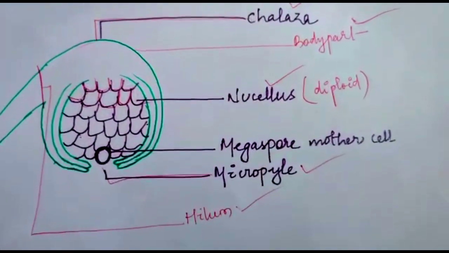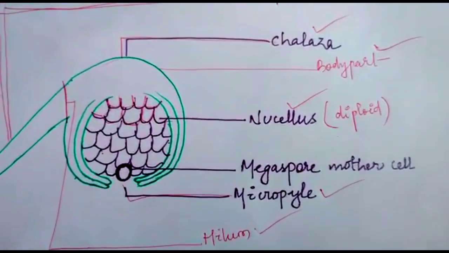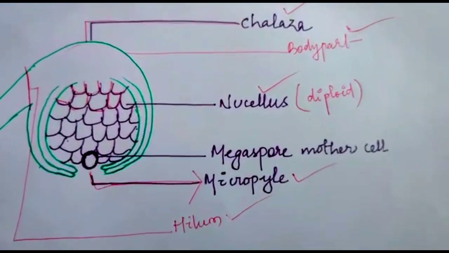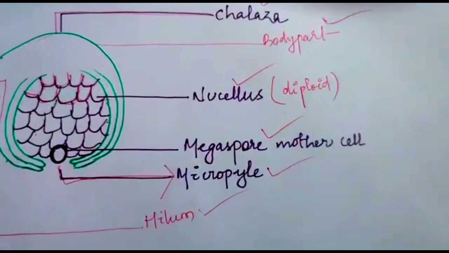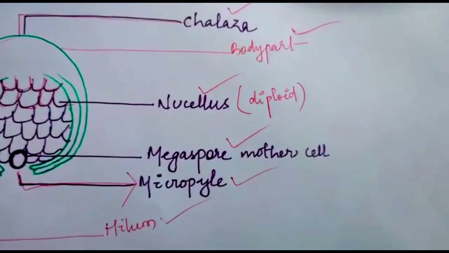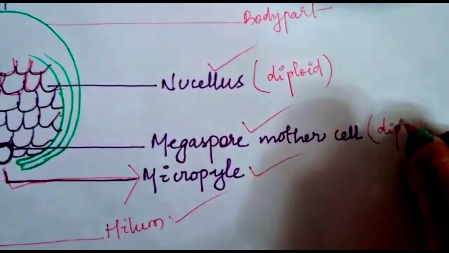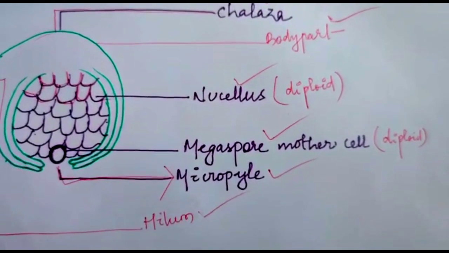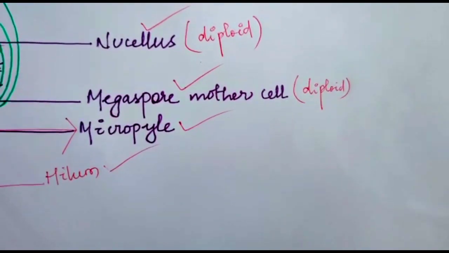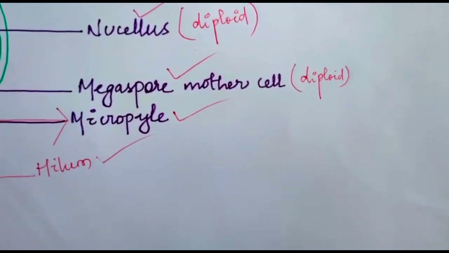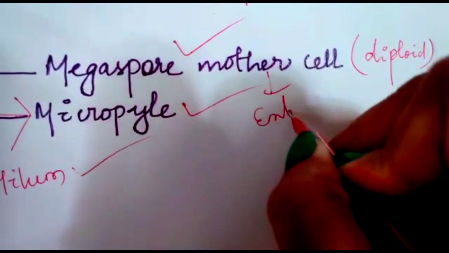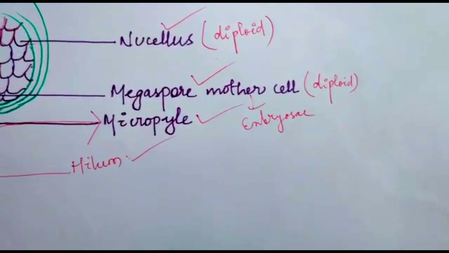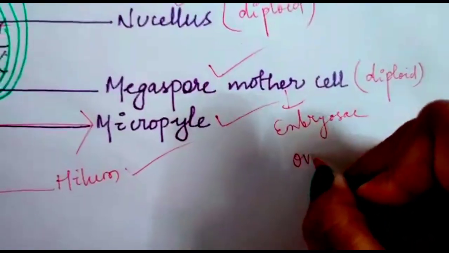Out of all these cells, one cell which is close towards the micropylar end functions as the megaspore mother cell. So this megaspore mother cell is also diploid, as all the nucellus cells are diploid. Now this megaspore mother cell undergoes different divisions to produce the embryo sac. So all this developmental process occurs inside the ovule.